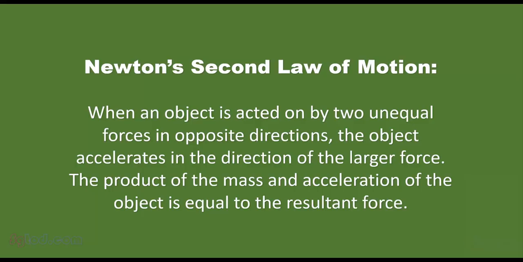Newton's second law of motion states that when an object is acted on by two unequal forces in opposite directions, the object accelerates in the direction of the larger force. The product of the mass and acceleration of the object is equal to the resultant force.